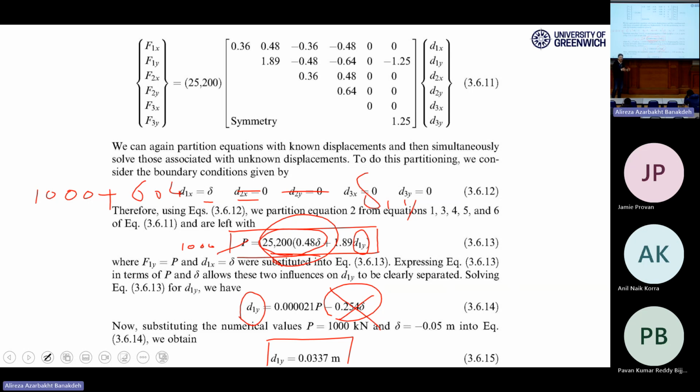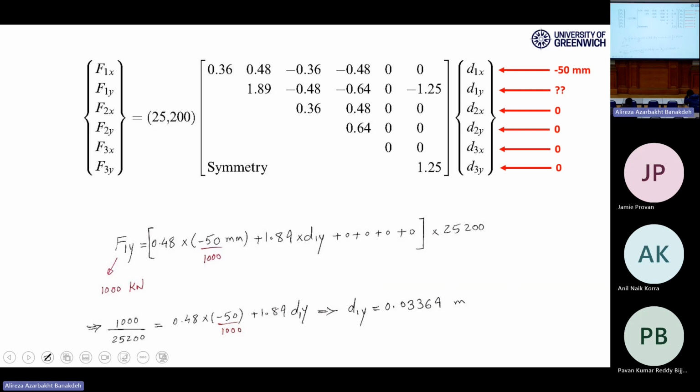The rest are some other outputs you need, which are internal forces or support reactions or internal stresses. All of the other byproducts can be calculated based on the known deformations, right? So, for example, here you know that this is something we calculated. This is minus 50 millimeter. These are 0. You have this equation.